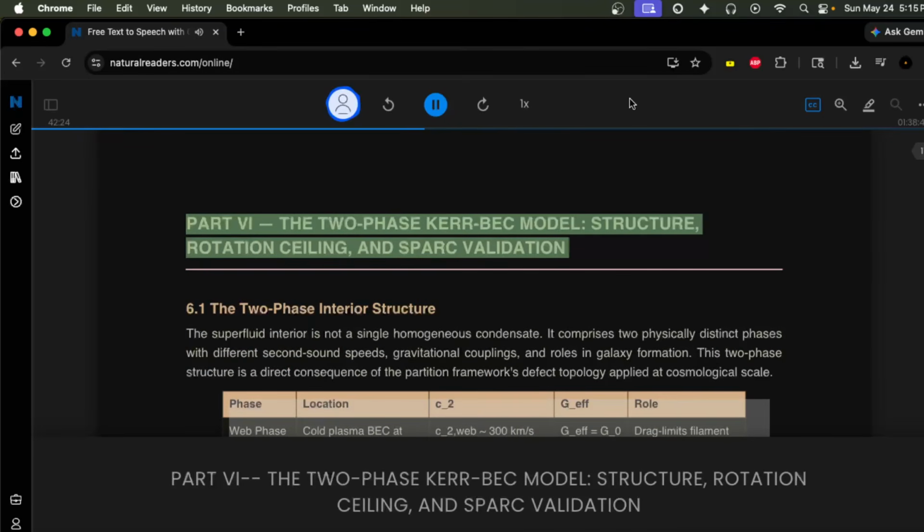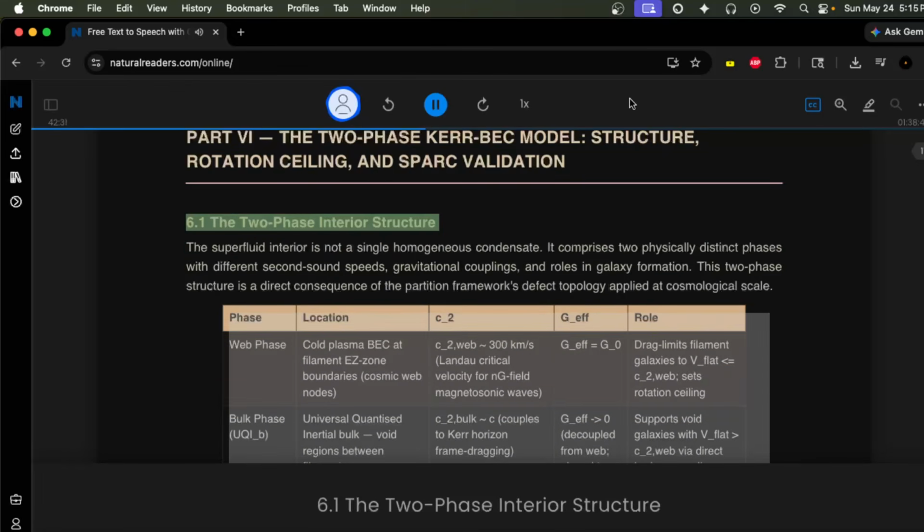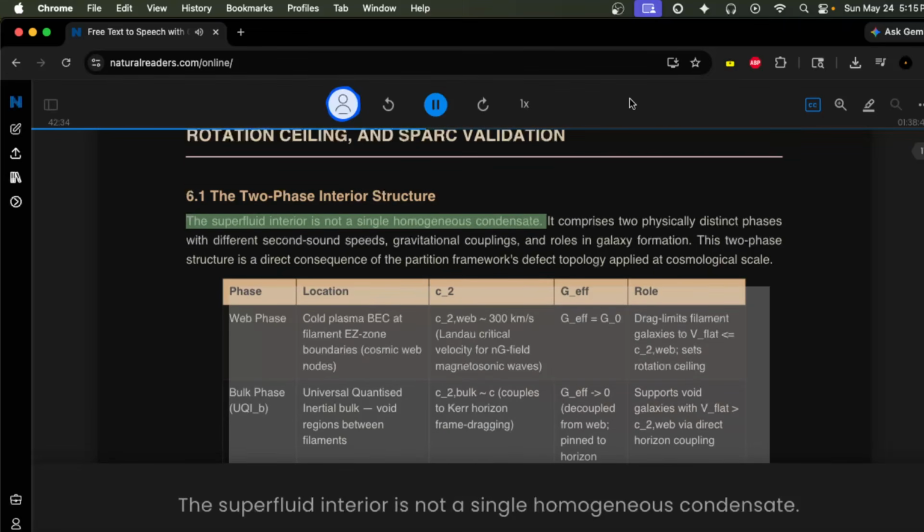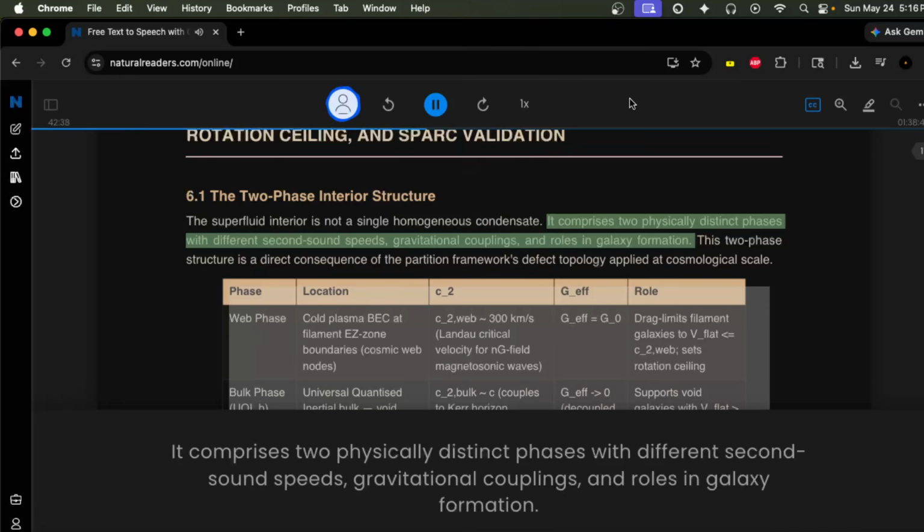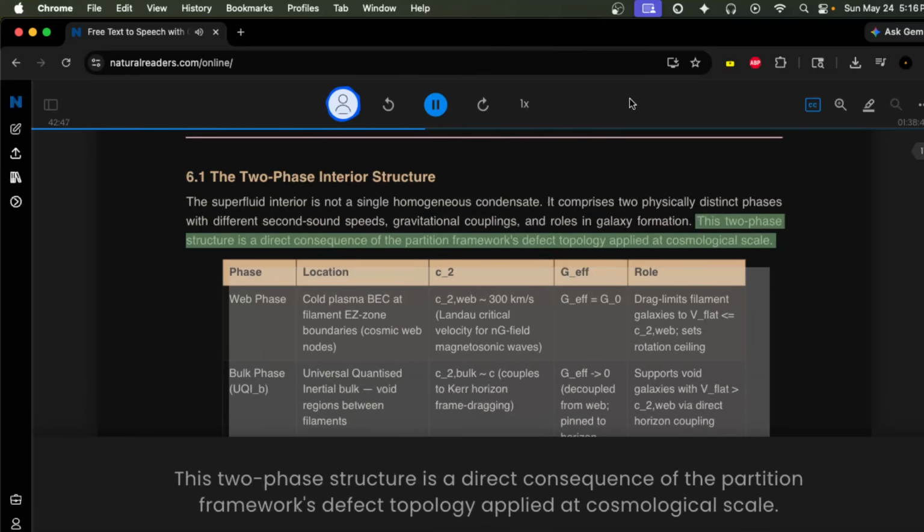Part 6: The two-phase Kerr-Beck model, structure, rotation ceiling, and SPARC validation. 6.1 The two-phase interior structure. The superfluid interior is not a single homogeneous condensate. It comprises two physically distinct phases with different second sound speeds, gravitational couplings, and roles in galaxy formation. This two-phase structure is a direct consequence of the partition framework's defect topology applied at cosmological scale.